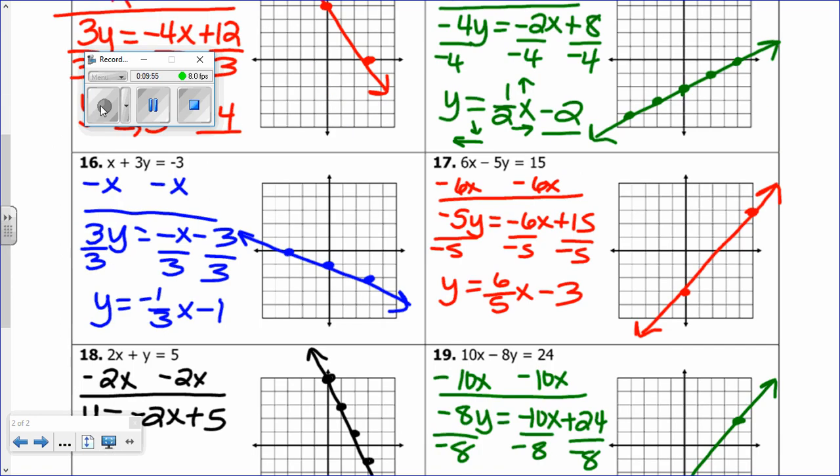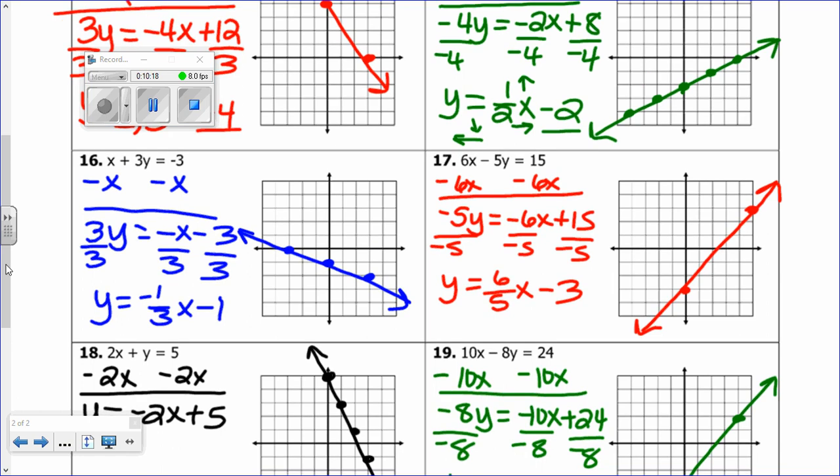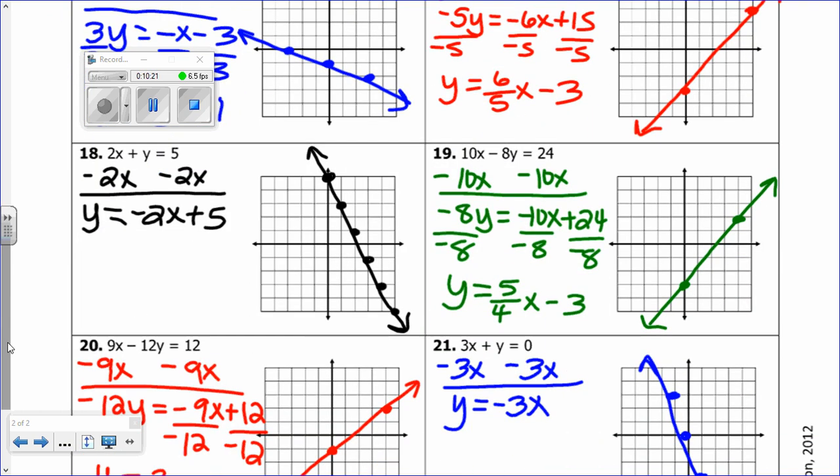All right, so for number 16, when you solve the equation, you should have got y equal to negative 1/3 x minus 1. Plot the y-intercept of negative 1, and then a slope of negative 1/3. Number 17, you solve that, you should get y is equal to 6/5 x minus 3. So have your y-intercept at negative 3, and then do a slope of 6/5. Number 18, we have y is equal to negative 2x plus 5. So we have a y-intercept of positive 5 and a slope of negative 2. So down 2, right 1.